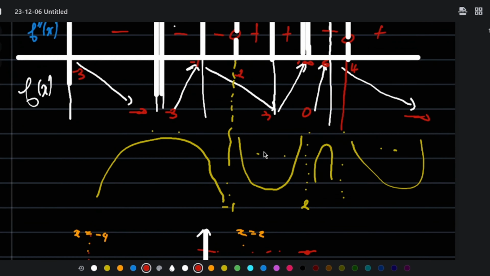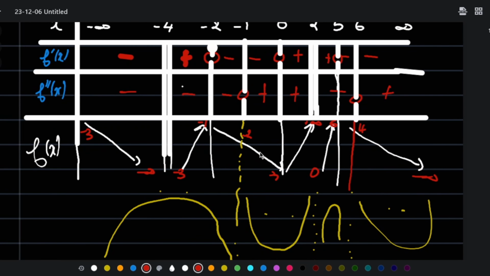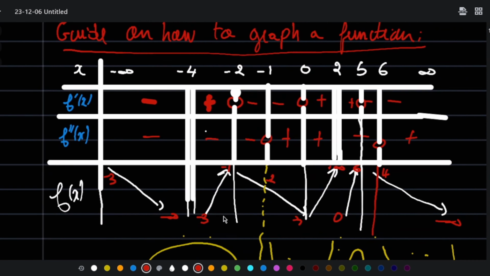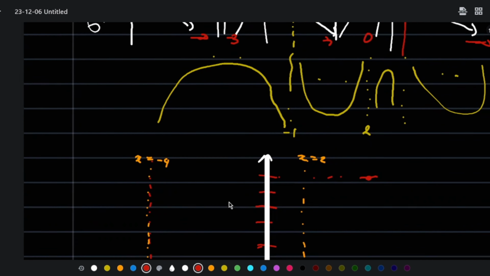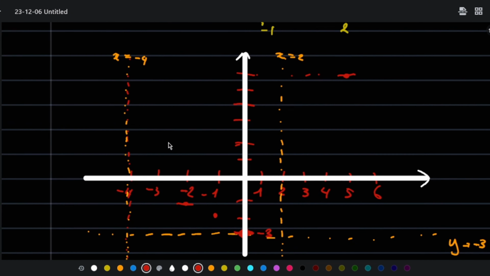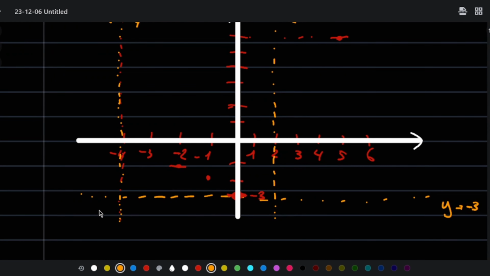Which is somewhat weird, but let's see how it will turn out. Okay, so let's start drawing. These are all the steps that you need to draw a function, but now we will draw.